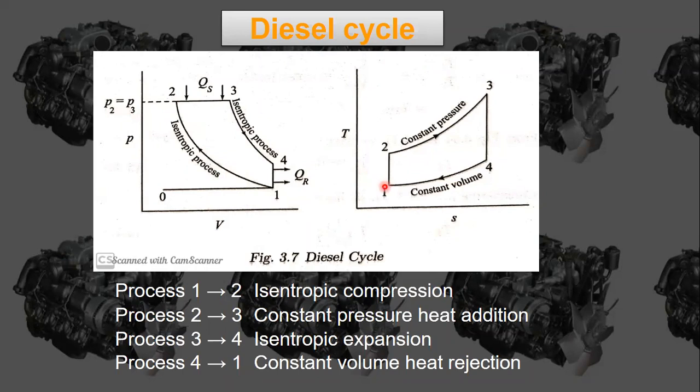Okay, coming to the TS diagram, the process 1 to 2 is isentropic compression. Compression means an increase in pressure. Okay, because of the law P is equal to mRT, both are proportional. So if there is an increase in pressure, what happens to the temperature? Temperature is also going to increase. So temperature increases from T1 to T2, and since it is an isentropic process, at S1 equal to S2, temperature is going to increase from T1 to T2.